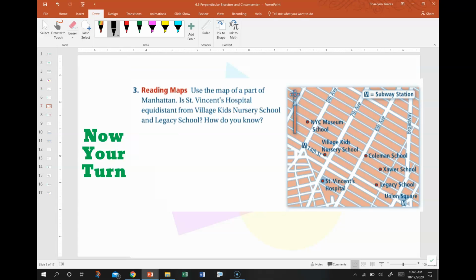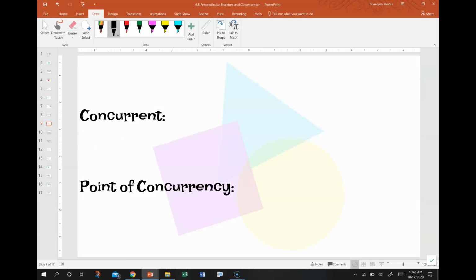Then you've got this one. You've got a map of Manhattan, and it's asking, is the hospital equidistant from the nursery school and the legacy school, and how do you know? I'd probably draw lines all over this. It's probably going to be something about what we're talking about. Then we'll meet back together to talk about concurrent and points of concurrency.